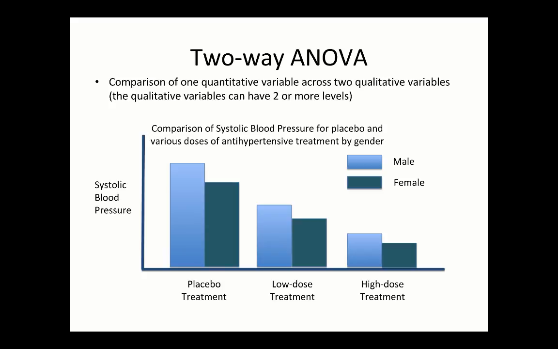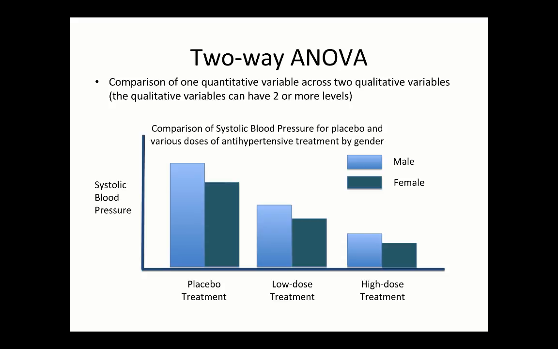Next, we need to state our null and alternative hypotheses. There are actually 3 null hypotheses and 3 alternative hypotheses with this test. What do you think the null hypotheses are? The null hypotheses are as follows. The average systolic blood pressure after placebo, low dose, or high dose antihypertensive treatment is the same. The average systolic blood pressure between males and females is the same. And there is no interaction between average systolic blood pressure and gender in treatment groups.